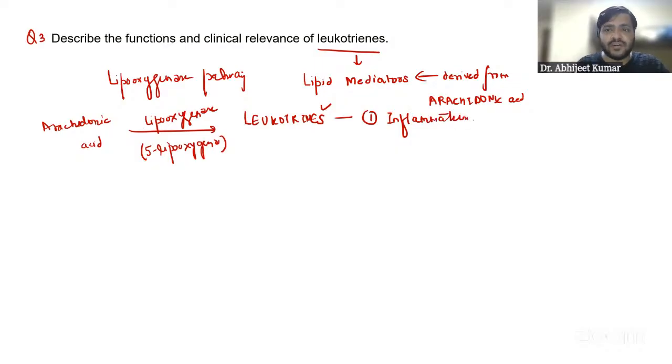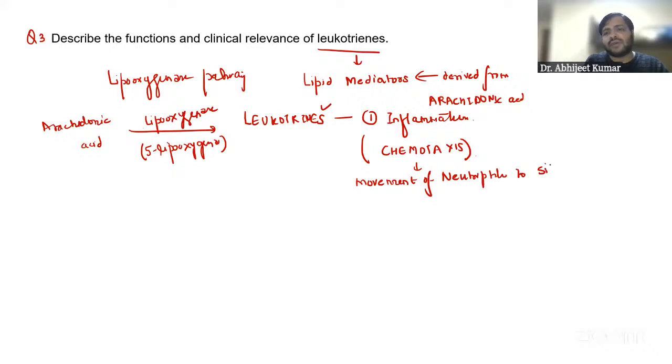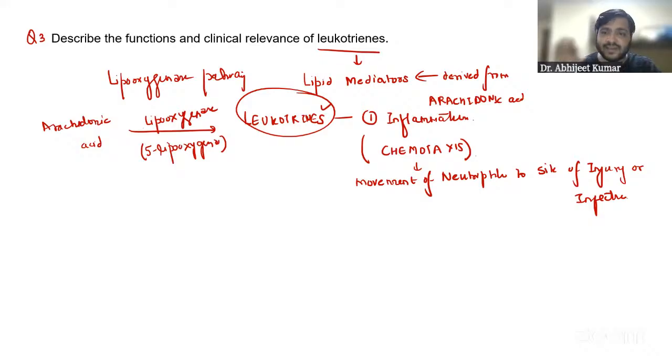Now, how is it involved in the inflammation? It is important in chemotaxis. Now, what is chemotaxis? It is movement of neutrophils to the site of injury or any infection in the body. If there is any infection, the neutrophils, that is the component of the white blood cells, will be attracted towards that injury, and that too will be taken care of by the leukotrienes, right? So it will actually increase the neutrophil adhesion, okay, the sticking of the neutrophil to the endothelium, which will help in the migration into tissues, so it will help in the inflammatory response, right?